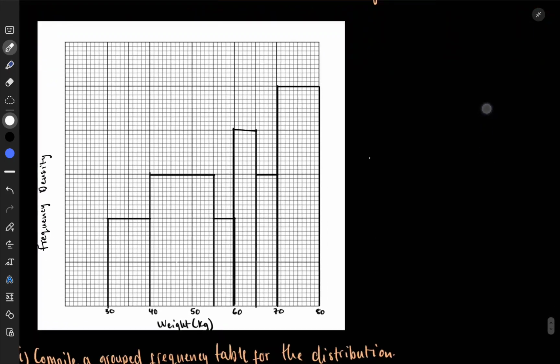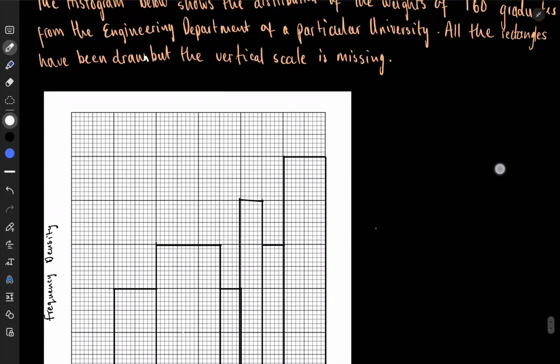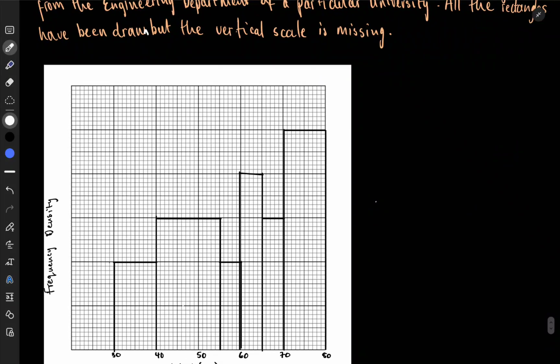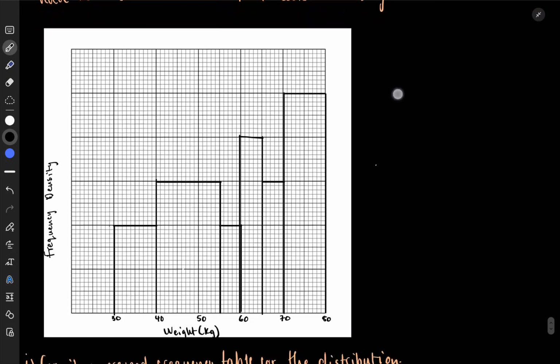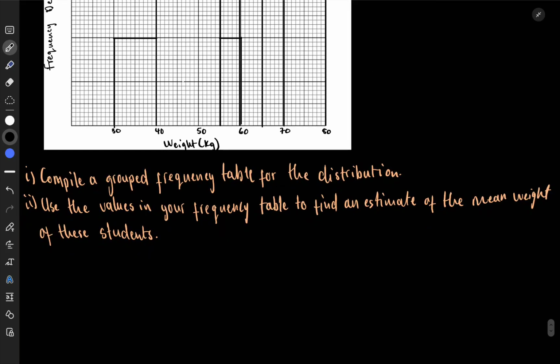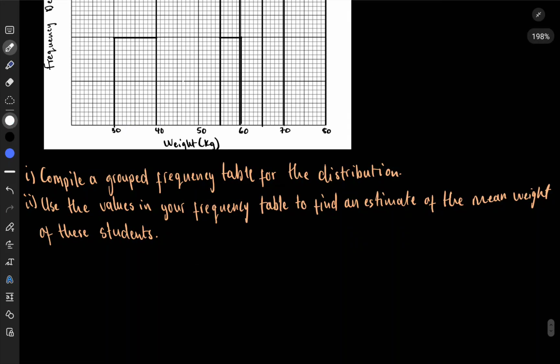So they've given us a histogram, with all these bars, and they've given us a missing vertical scale. They haven't given us the frequency density. They've given us only the weights. The vertical scale is missing. So what do they want us to find? That's a nice type of question.